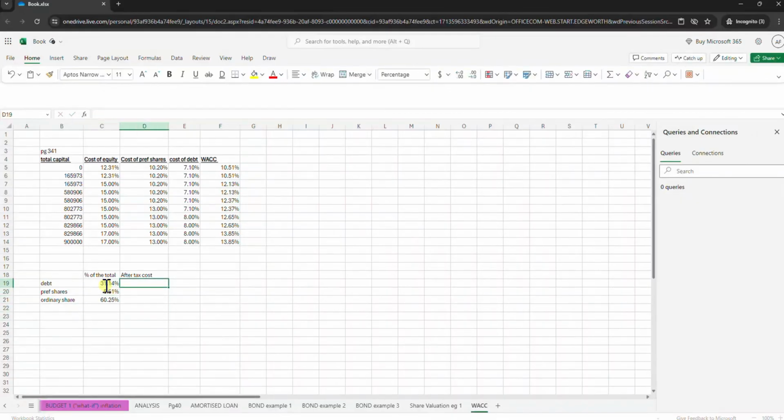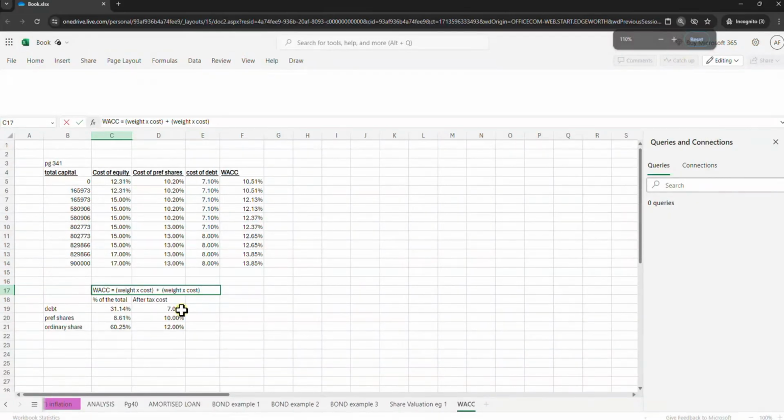Right, so this function is just going to multiply one with the other. Does it make sense? Okay, so remember when you're looking at WACC, it's weighting times cost, for all the different components. So weight times cost, weight times cost, weight times cost, again and again. Agree?